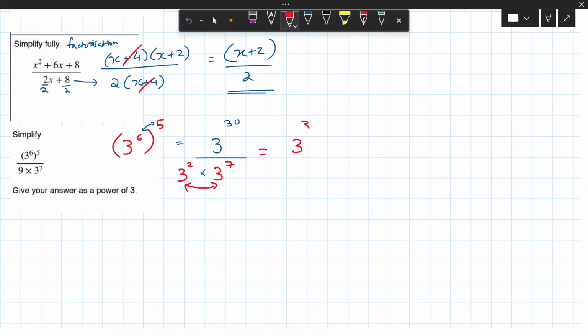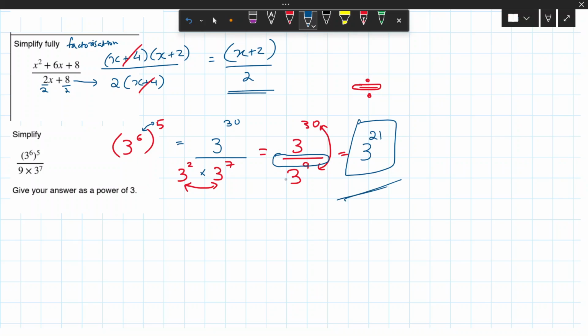So let's keep the 3 to the power of 30 there. Because I'm timesing, the powers get added up. That becomes 3 to the power of 9. Now I can do a division. Division means subtraction. One way I tend to remember that is, if you look at the division sign, there is a subtraction sign that is hiding inside it. When you see this division, you could think of this as a giant subtraction sign. So that's 3 to the power of 30 minus 9, which is 3 to the power of 21. So that is our answer.